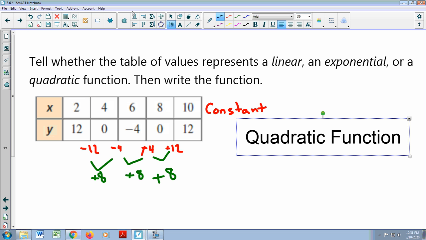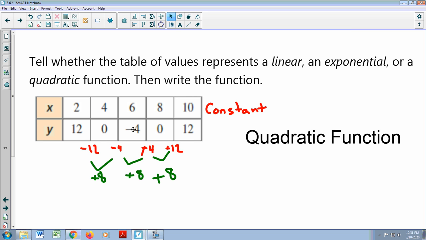Now this one we determined was quadratic. We determined this was quadratic because when I checked my first difference, the first difference wasn't constant. So then I checked the second difference. From negative 12 to negative 4 is plus 8. Negative 4 to positive 4 is plus 8. Positive 4 to positive 12 is plus 8. So this is a constant 8. So we know the second difference is constant, so we know it's quadratic.